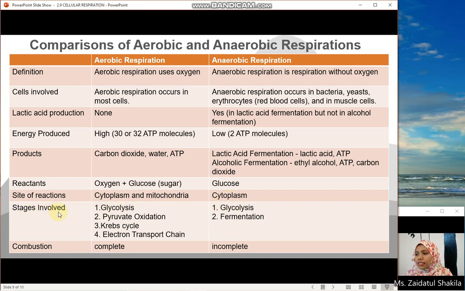There are 4 stages involved in aerobic respiration: glycolysis, pyruvate oxidation, Krebs cycle and oxidative phosphorylation, while anaerobic respiration only involves glycolysis and fermentation. For aerobic respiration, the combustion of glucose is complete, while in anaerobic respiration, the combustion is incomplete. So that's it for chapter 2.